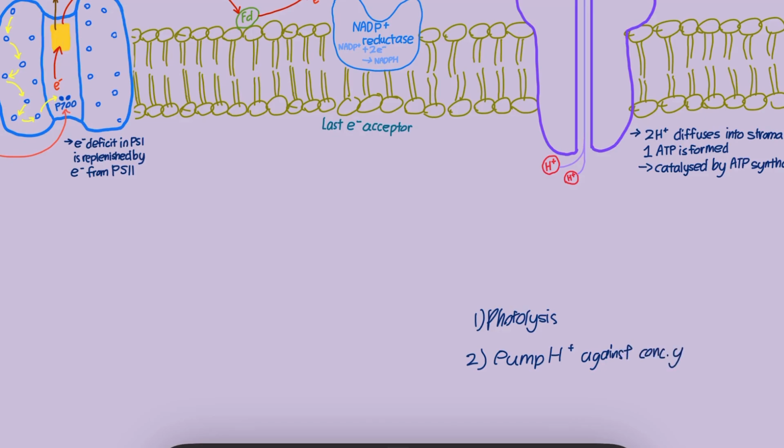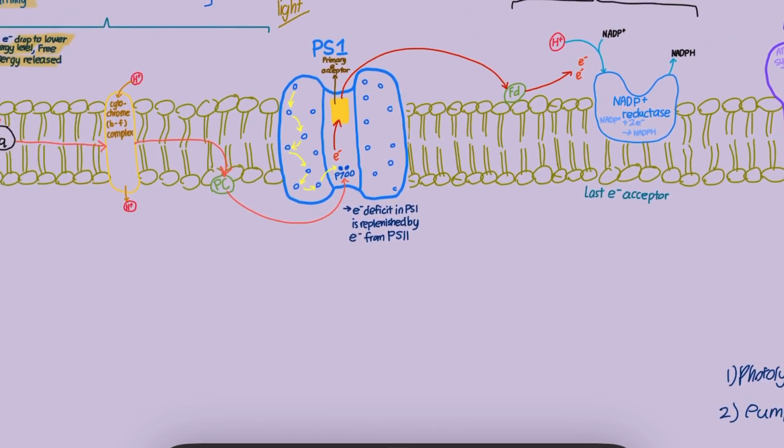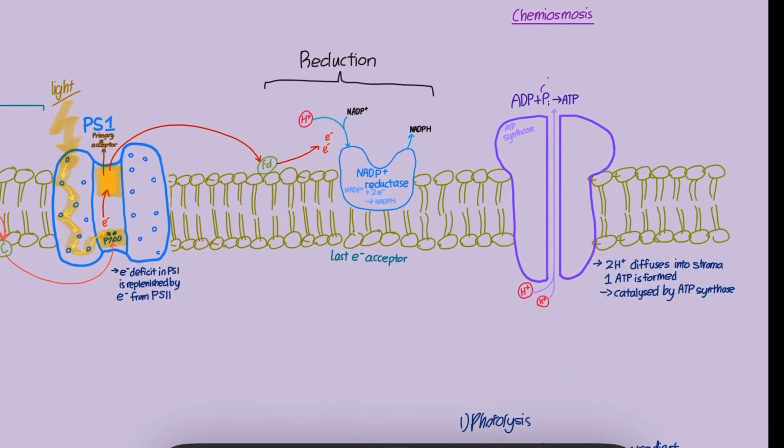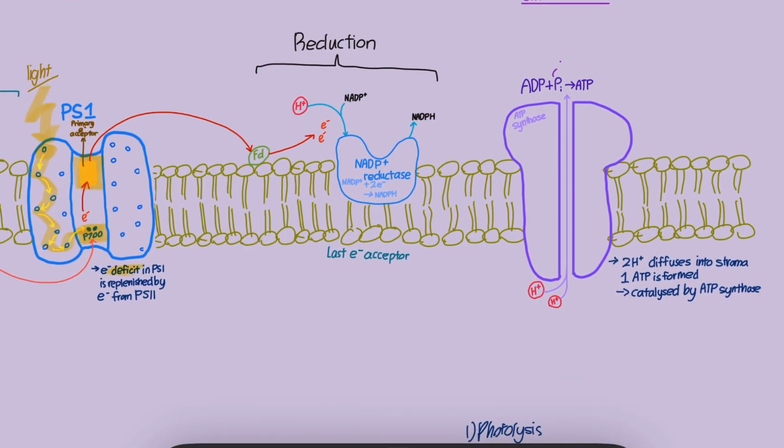Before the electron can be transferred from plastocyanin to PS1, a photon of light will strike the pigment molecule in the light harvesting complex of PS1. Via resonance energy transfer, the energy is transferred to one of the 2 special chlorophyll A's in PS1, known as P700. The photoexcited electron of P700 is captured by the primary electron acceptor of PS1, creating an electron deficit.